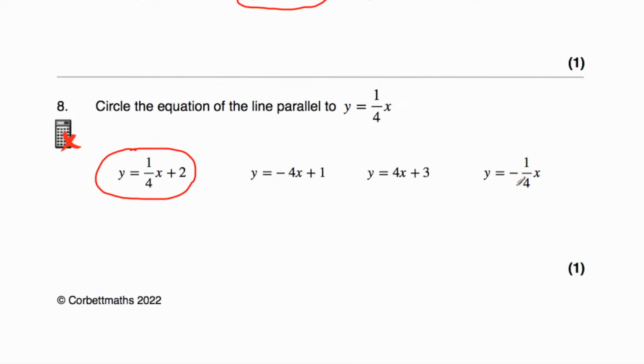And y equals minus a quarter x. So the gradient of that line's minus a quarter, so no, they're not parallel. So the line that's parallel to y equals a quarter x would be y equals a quarter x plus 2.